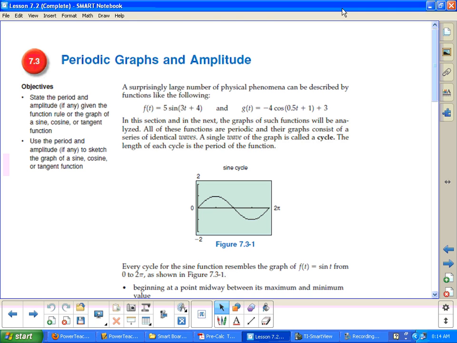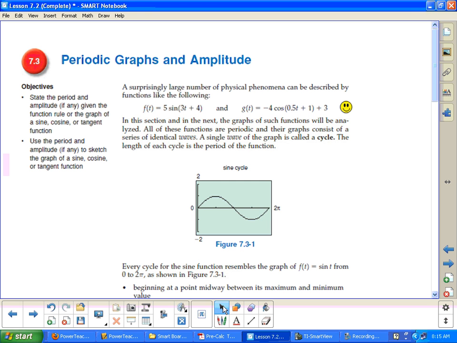Okay, so periodic graphs and amplitude. All right, so we're going to look at two things here. We're going to look at changing vertical stretches and compressions and horizontal stretches and compressions. So a lot of the functions that we see are going to look like this, and those are ones that we need to be able to work with.